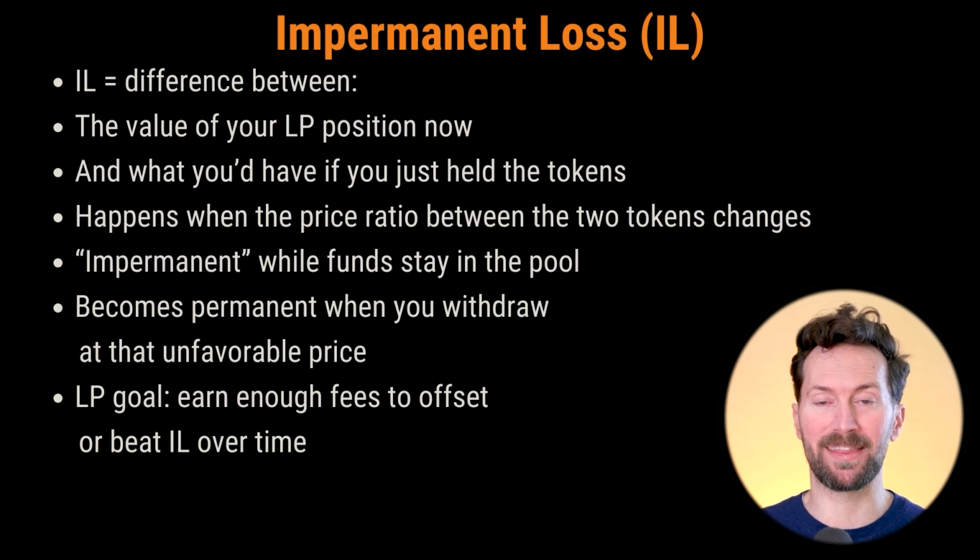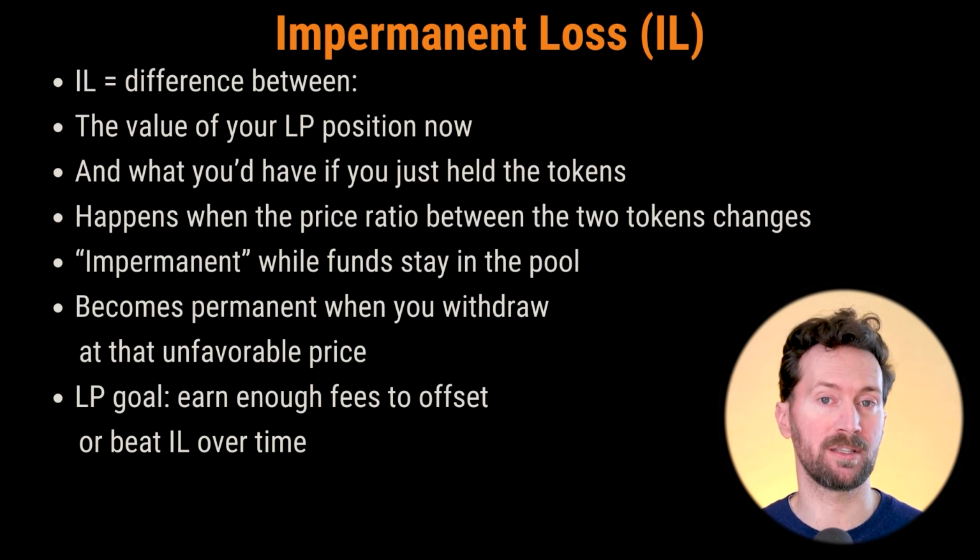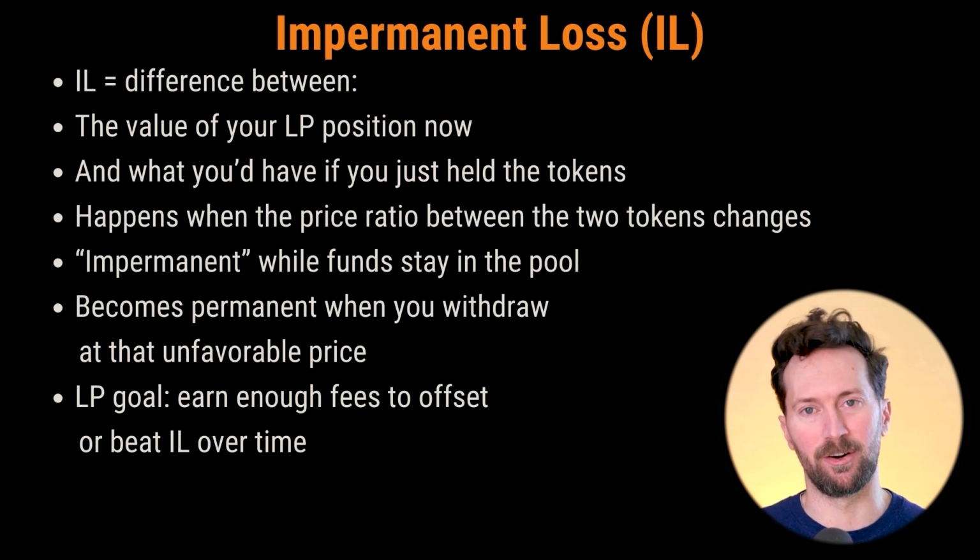Next is a big one. This is impermanent loss, often shortened to IL. Impermanent loss is the difference in value between what your liquidity position is worth now and what you would have had if you had just held the original tokens in your wallet and never engaged in the practice of LPing.